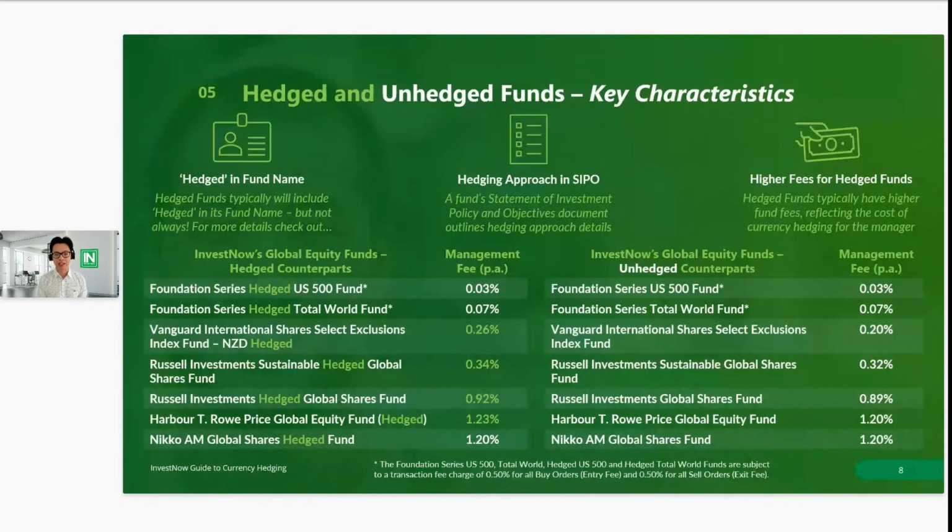But the fact that they enter into this contract means that the bank would still need to make some money for offering that service. So usually that extra cost of hedging would be reflected within the management fee. In this case, you can see, for example, the Vanguard fund has a 6 basis point higher management fee. The Russell fund has a 2 basis point higher management fee, et cetera. And that just reflects the fact it's almost like an insurance premium. You're paying for the privilege of being able to mitigate your risk and isolate the exposure to just the pure market.